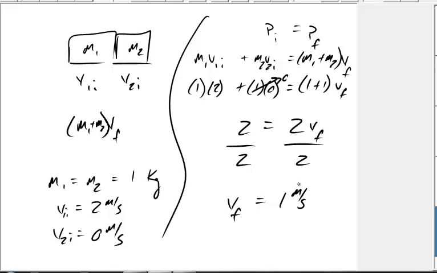Now, what if one mass is bigger than the other mass and they're going at different speeds? If we were to apply this math problem, one mass is bigger than the other. So I'm just going to say M1 is 2. I'm going to say M2 is 1. They're going at different speeds. Let's say the bigger one's going faster. So V1I, let's just call it 2. I'll put some units out there.